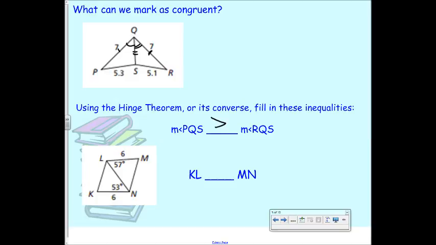What sides can you mark as congruent down here in this parallelogram? LK and MN, I don't know that those are congruent. I know that LM is congruent to KN, and what else do I know? LN is congruent to LN. So which one is bigger, KL or MN? Why is MN bigger? This angle is 57, so that's bigger than 53. So MN has to be bigger. So do I put a less than or a greater than sign? It is a less than sign because MN is the bigger side.